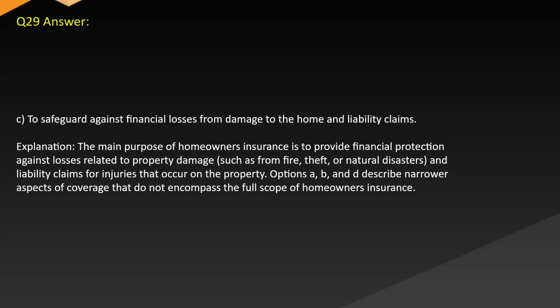Answer. C. To safeguard against financial losses from damage to the home and liability claims. Explanation. The main purpose of homeowners insurance is to provide financial protection against losses related to property damage, such as from fire, theft, or natural disasters, and liability claims for injuries that occur on the property. Options A, B, and D describe narrower aspects of coverage that do not encompass the full scope of homeowners insurance.